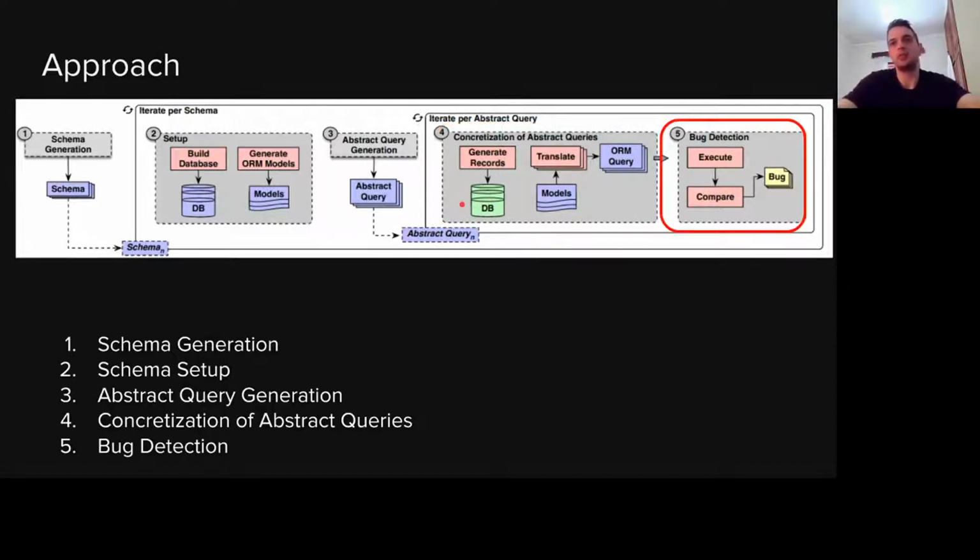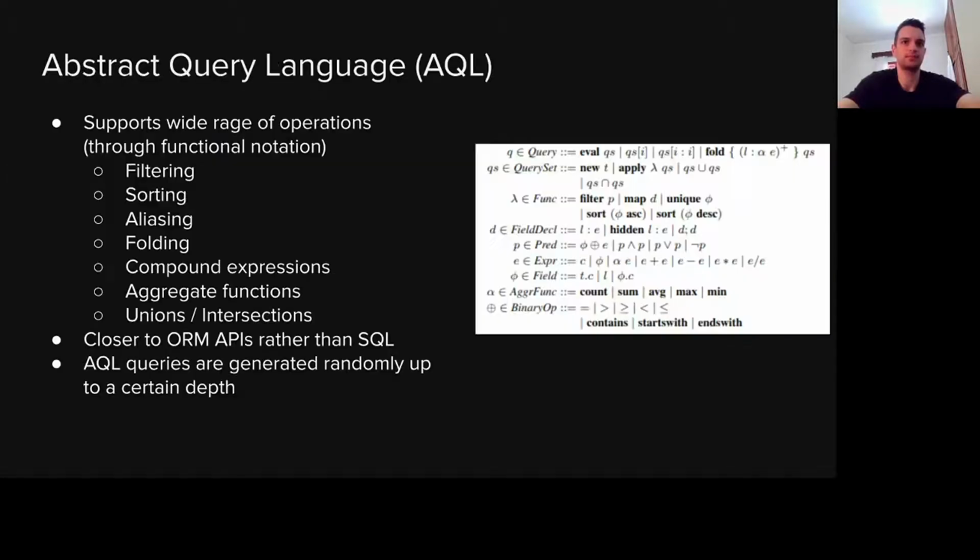Finally, in the last phase, we have bug detection. We simply run the generated ORM queries, we compare their outputs, and in case of mismatches, we report a bug. Let's discuss some specific components in more detail.